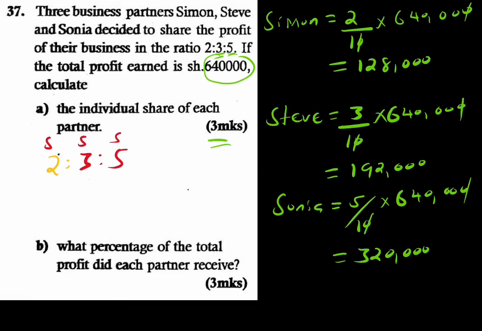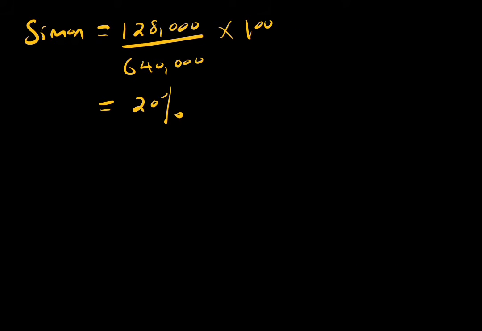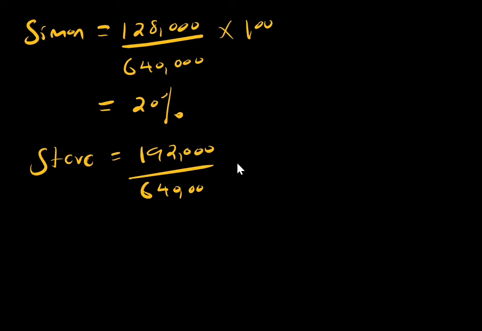We go to the next person, which is Steve. Steve received 192,000. So for Steve, it is 192,000 over the total, which is 640,000, multiplied by 100. If you multiply this correctly, you'll find out that Steve's percentage is 30%.